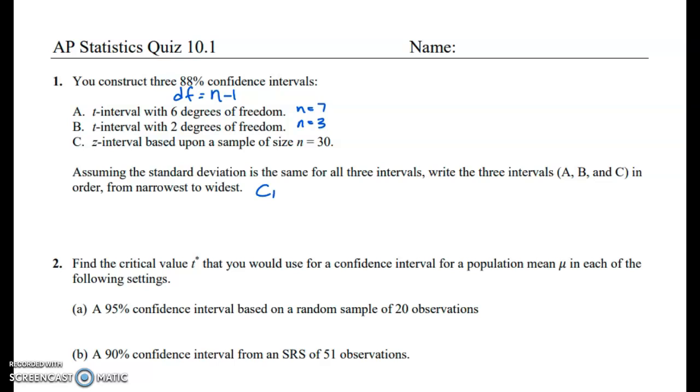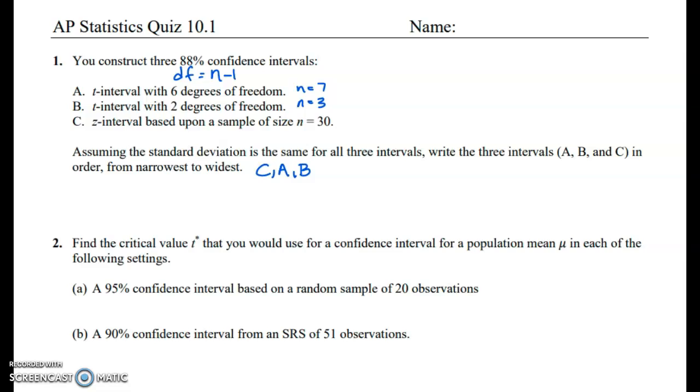And the larger the sample size, we mentioned before, the closer it is to normal. So the sample size of 7 is closer to 30, which means that A will be the next narrowest, then sort of middle, and that means B is going to be the widest. The smallest sample size will always have the largest critical value and therefore the widest interval. So that's your order and the explanations for that.